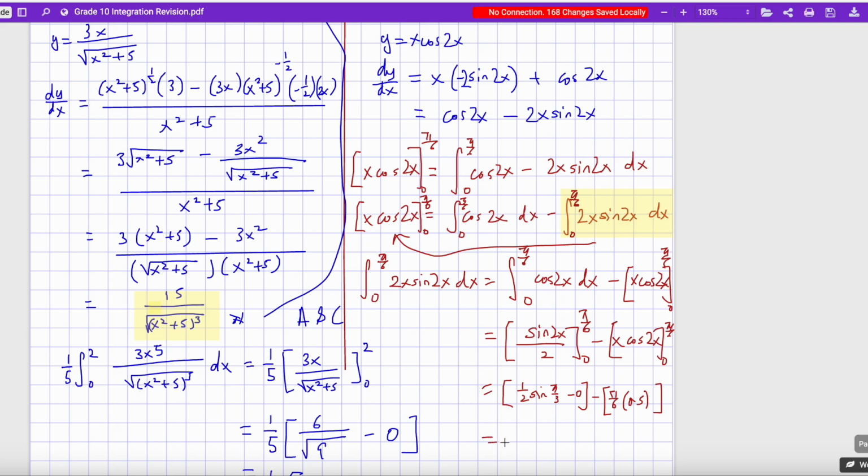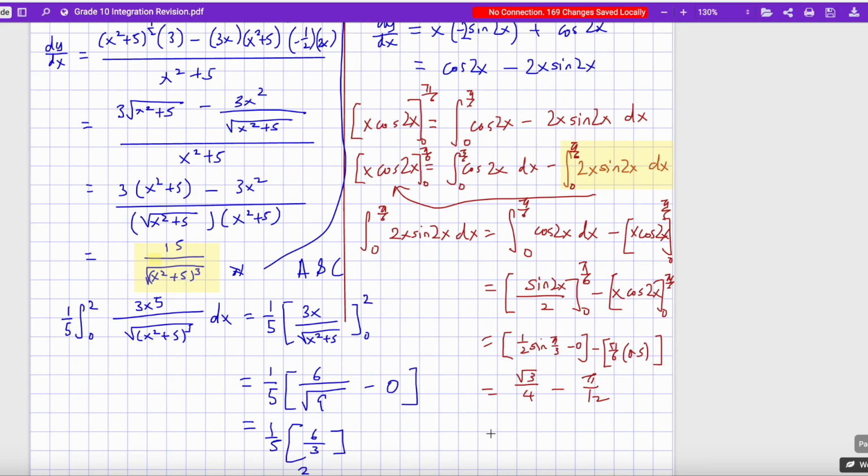Essentially, what we have here is root 3 over 4 minus, on this side, pi over 12. We can leave it like that, or you can work it out on your calculator to get a decimal answer in three significant figures, or you can join them into a single fraction. So this will be (3 root 3 minus pi) over 12.